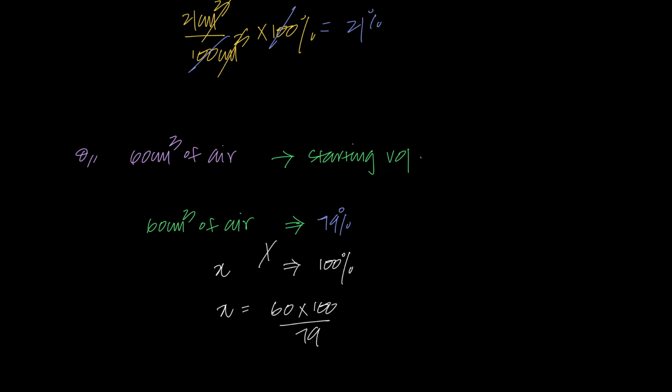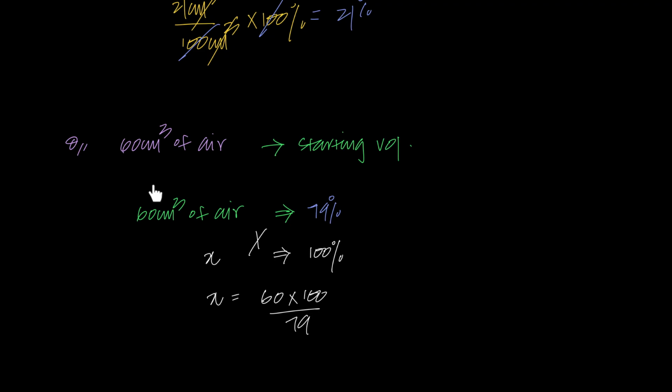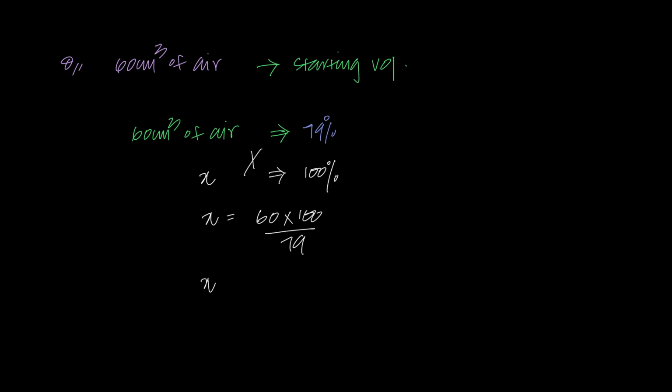Because realize that at the end, when I'm ending up with 60 cm³ of air, that's only 79%. 21% was consumed. So I want to figure out, if 21% wasn't consumed at the start, if I had 100%, what would have been the volume of air? So it's simple mathematics. x times 79 equals 60 times 100, and 79 is being multiplied, so divide by 79 on both sides. You're going to end up with what? x equals 60 multiplied by 100 divided by 79.